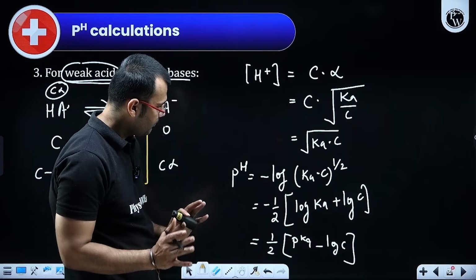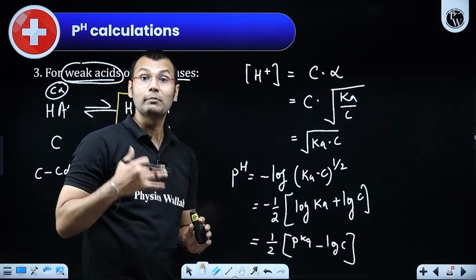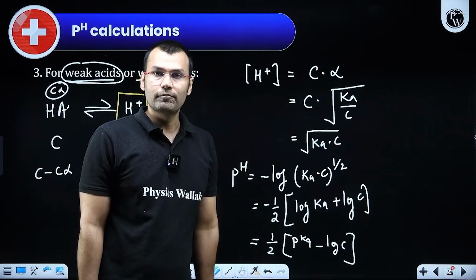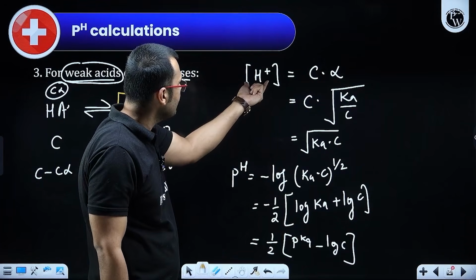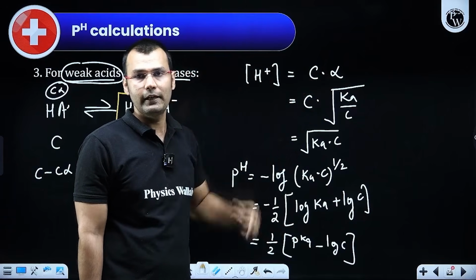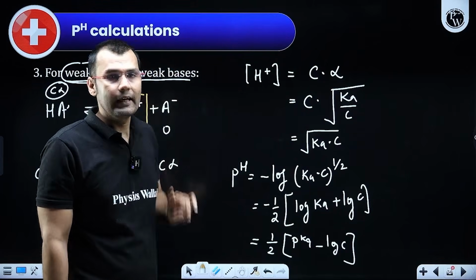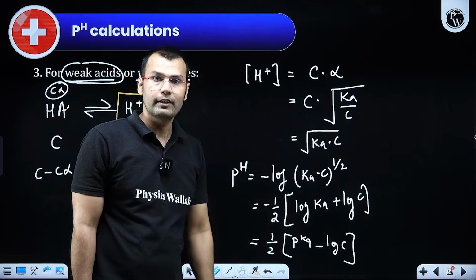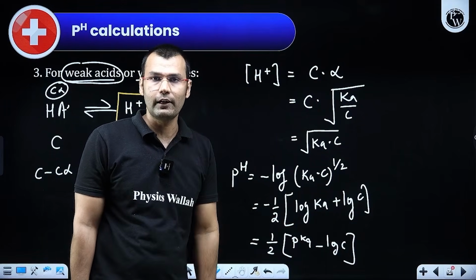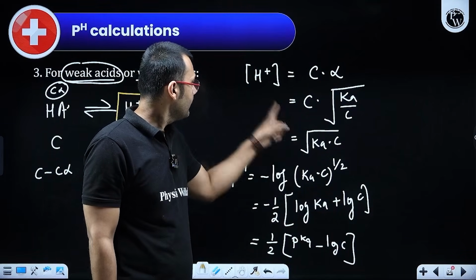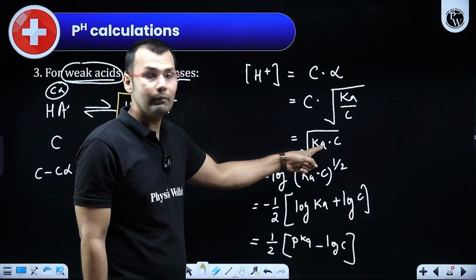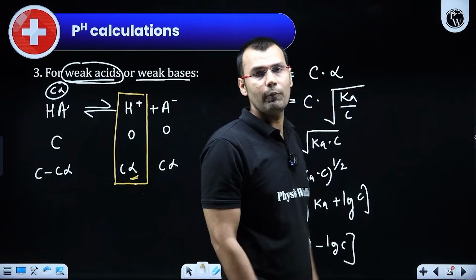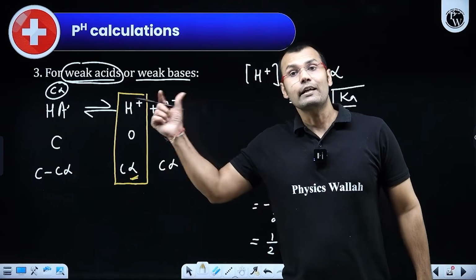So many points are there, right? So many possibilities are there. In your question, if only C alpha is given, you can directly get H plus. From C alpha, you can find pH. If they have given pK in the question, then you can apply directly this formula, half pKa minus log C. If they have given the dissociation constant value, then you can apply this formula, right? Under root of K into C, you can apply. From this you can get H plus, and then you can find pH. So that's how you can obtain the pH of a weak acid solution.